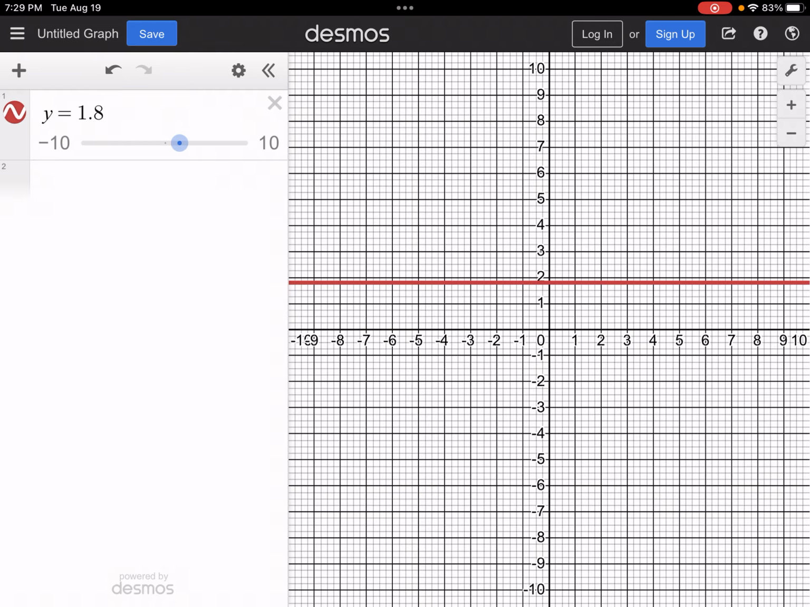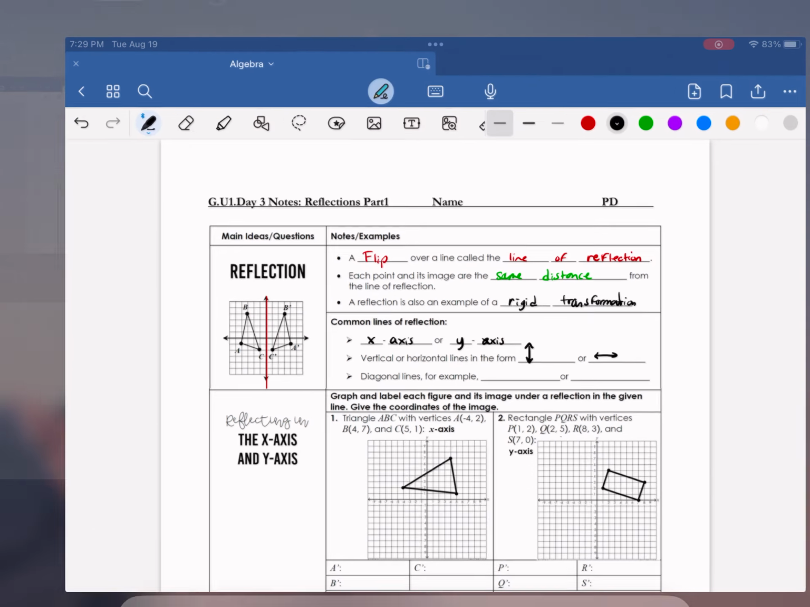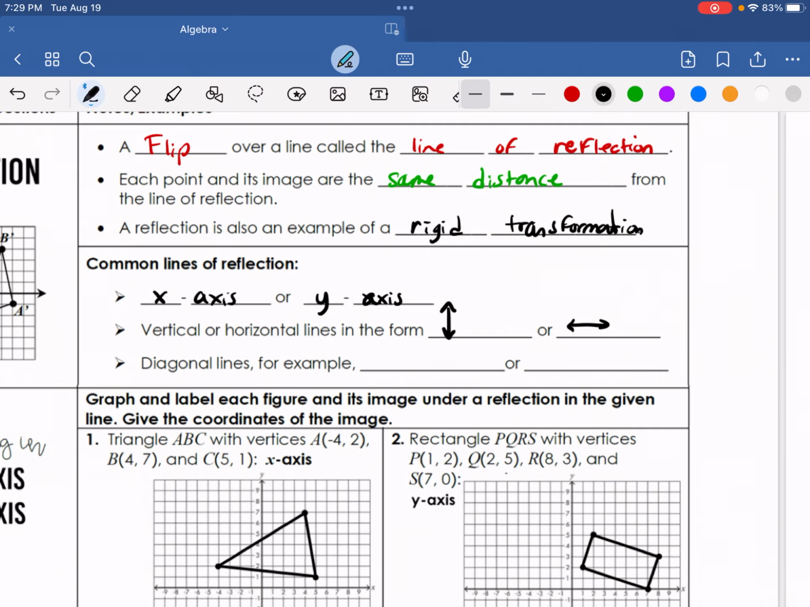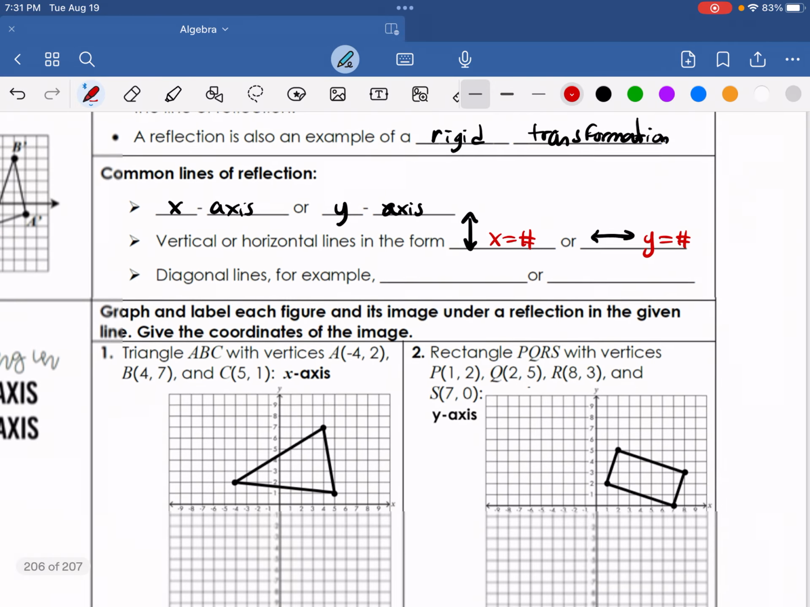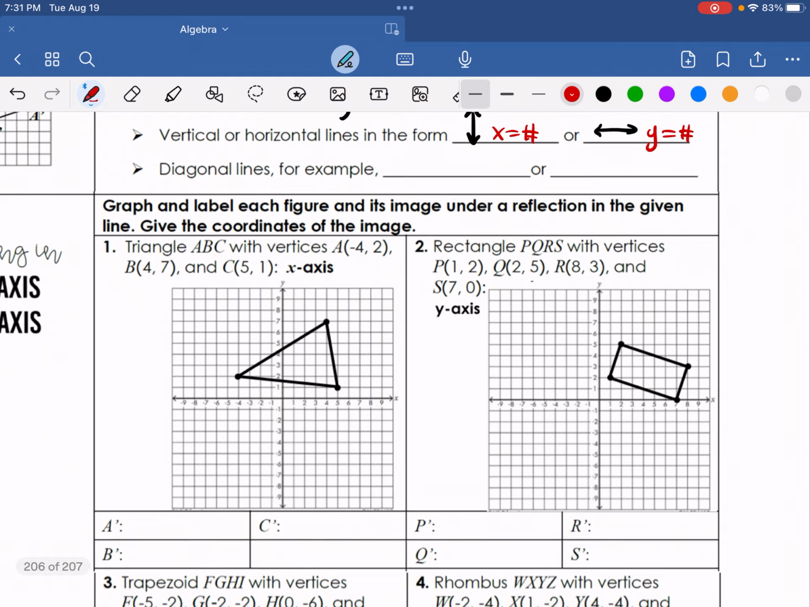So again, vertical is x equals the number you want, and if it's horizontal, you write y equals the number that you want. The last one we won't fill out because that's tomorrow, diagonals.